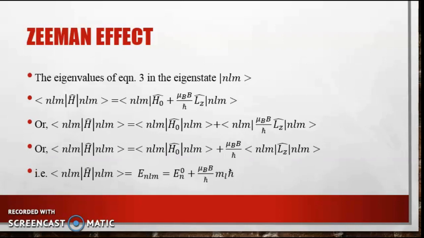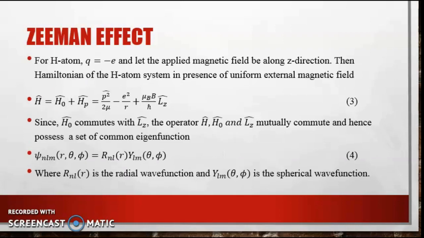Now the eigenvalue equation for hydrogen atom we will consider q equal to minus e, and let the applied magnetic field be along z direction. Then Hamiltonian of the hydrogen atom system in presence of uniform external magnetic field will be given by H equal to H naught plus Hp. So for H naught we have P square by 2 mu minus e square by r, as we have taken minus e for charge on the electron in place of q, plus the perturbation Hamiltonian mu B into B by h cross into Lz.